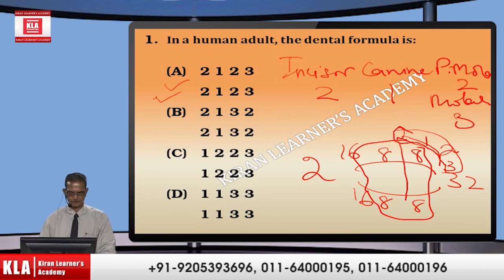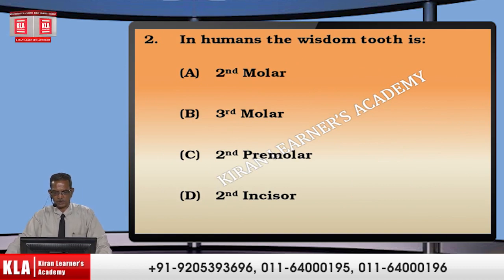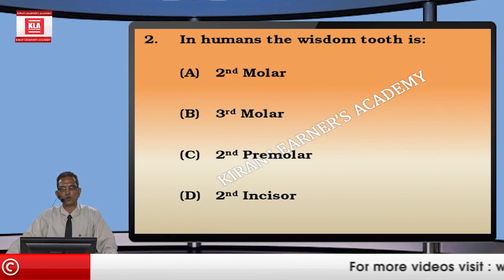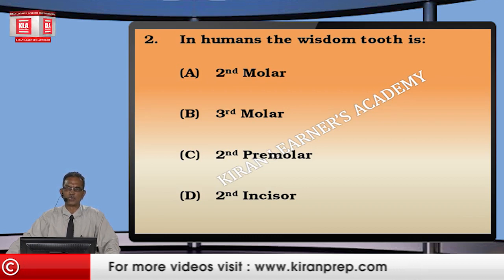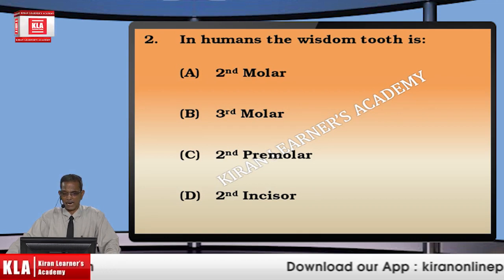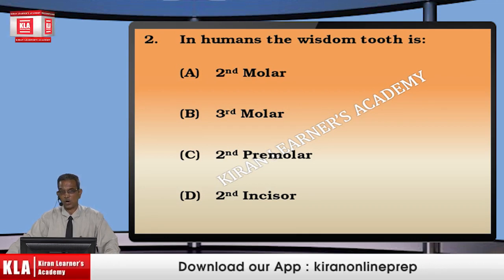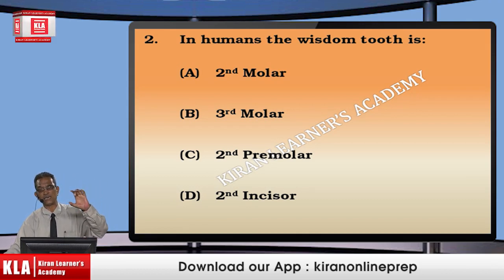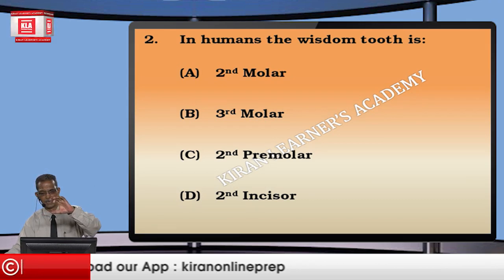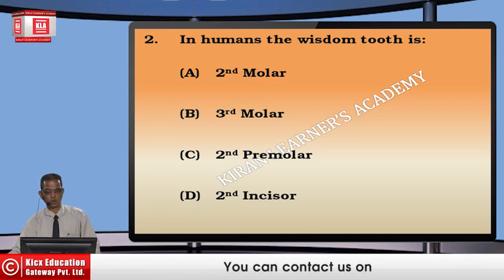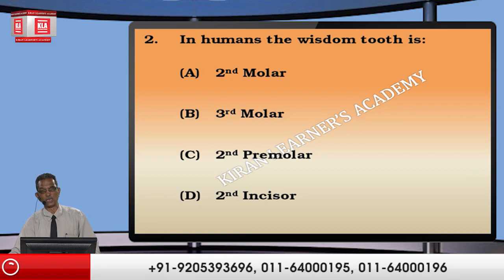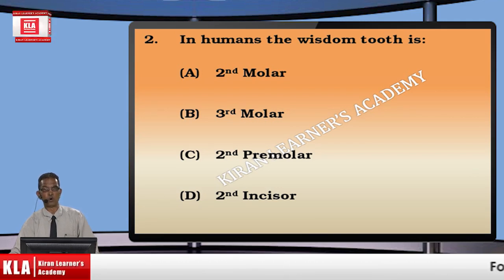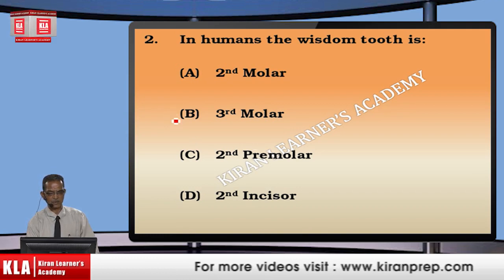Next. In humans, the wisdom tooth is what you call akkal dad in the basic language. It appears at an age of about 17 to 20 years or even a year or 2 later. Then it says, in humans the wisdom tooth is: which type of tooth comes out at that age to be called a wisdom tooth? Is it the second molar, third molar, second premolar or second incisor? It's for your knowledge and information that it is the third molar that comes out as the wisdom tooth.